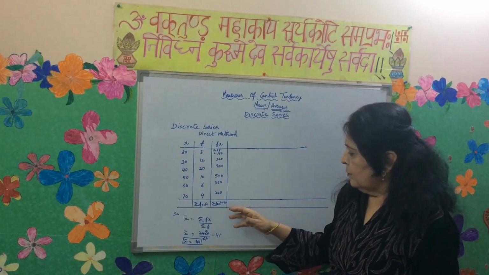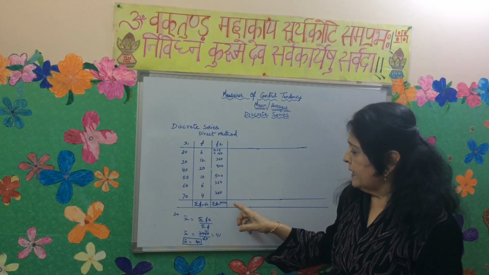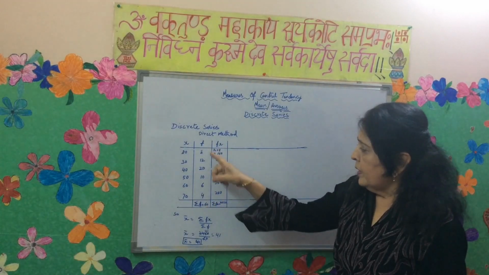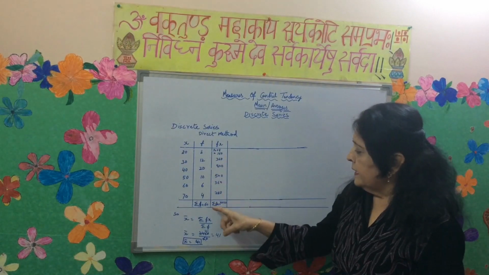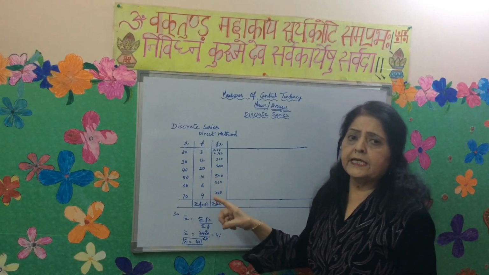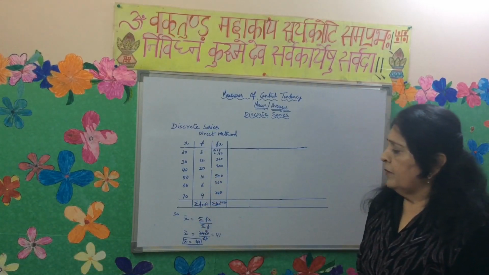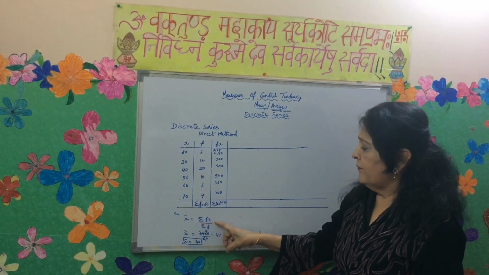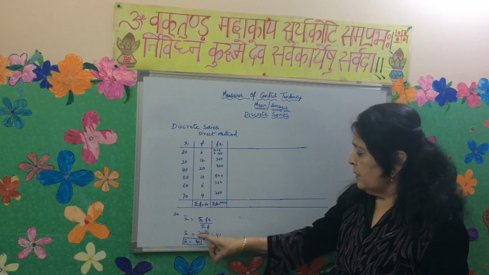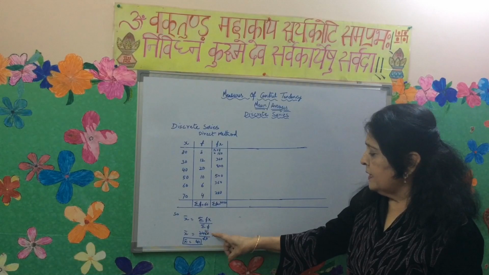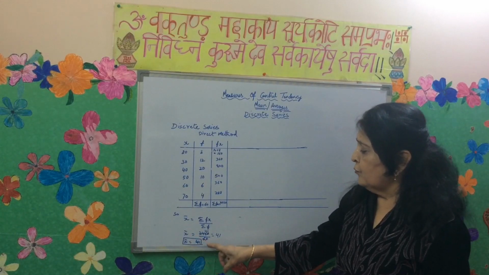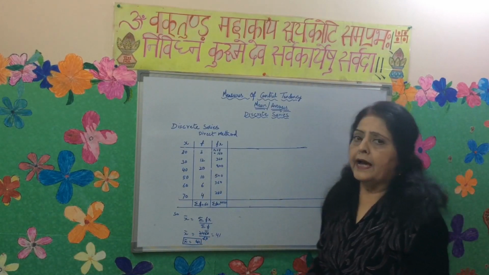Now we sum this up, and the answer we get is 2460. So sigma fx is 2460, and when we sum up the f, we get 60. Now we apply the formula x bar is equal to sigma fx upon sigma f. We put the values, so x bar is equal to 2460 upon 60, and we get 41. Here x bar is equal to 41. This we have solved by direct method.